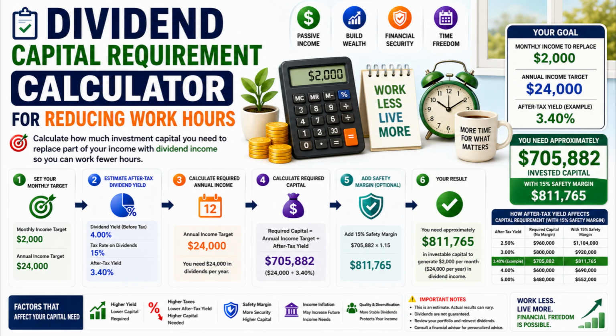The key message from this infographic is straightforward. If you want to replace $2,000 per month, or $24,000 per year, with dividend income, and if your after-tax yield is 3.4%, you may need about $705,882 in invested capital. If you add a 15% safety margin, the target rises to approximately $811,765. Ultimately, reducing work hours through dividend income is a long-term financial goal that requires patience, disciplined investing, and realistic planning. Still, with the right strategy, it may become possible to work less, live more, and move closer to financial freedom.